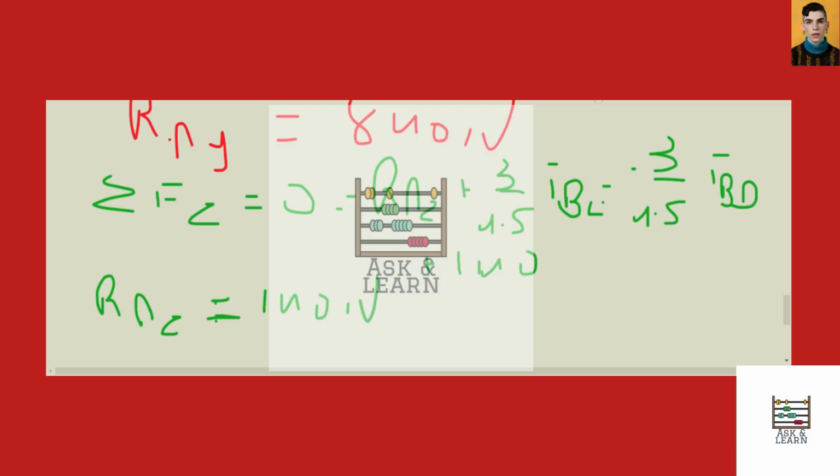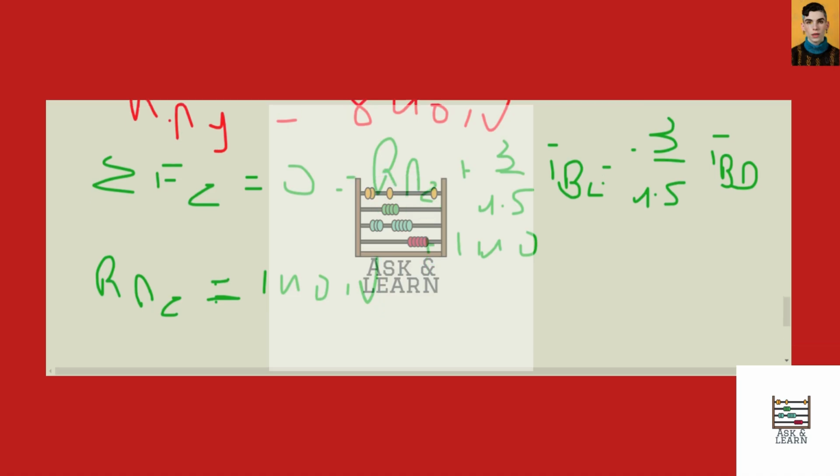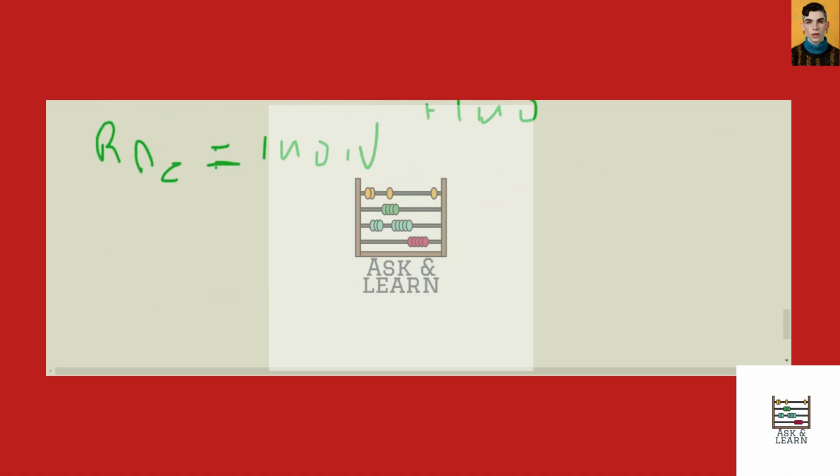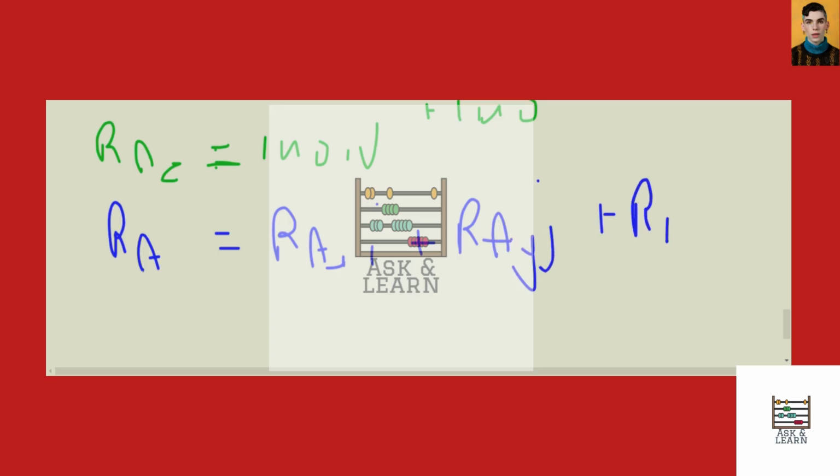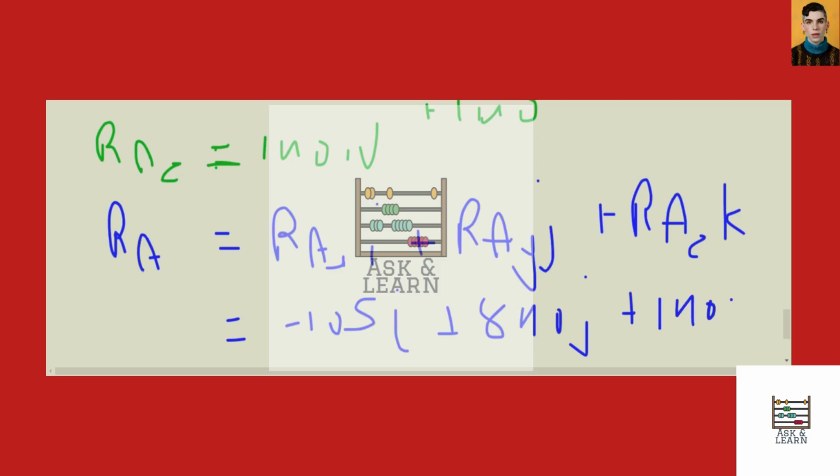And in the last, as we know the equation, RA is equal to the sum of RAX I plus RAY J plus RAZ K. Now we have all these RAX, RAY and RAZ. So let's put the values here. That will be equivalent to 105I plus 840J plus 140K. So this one will be our RA.